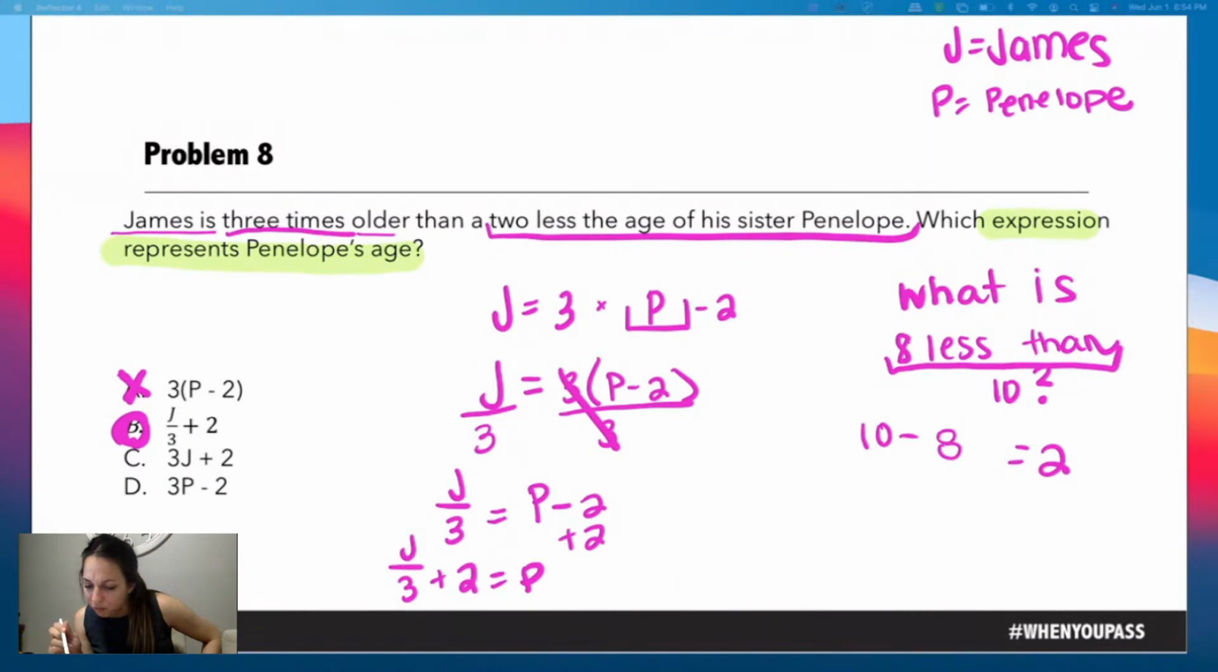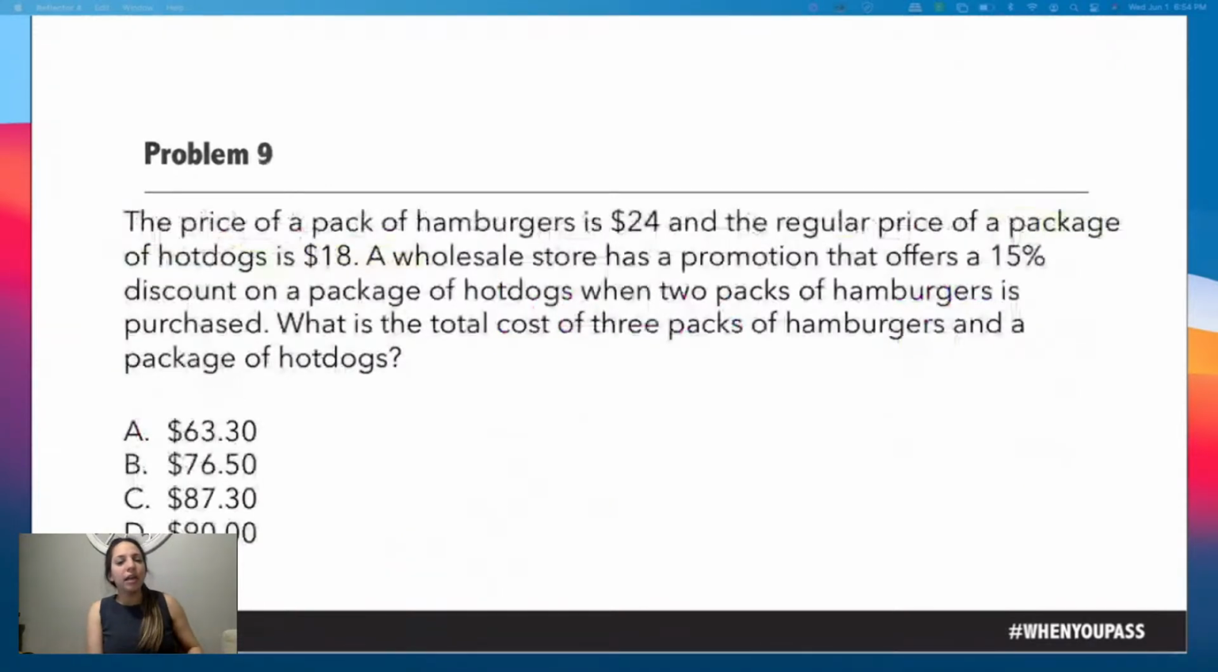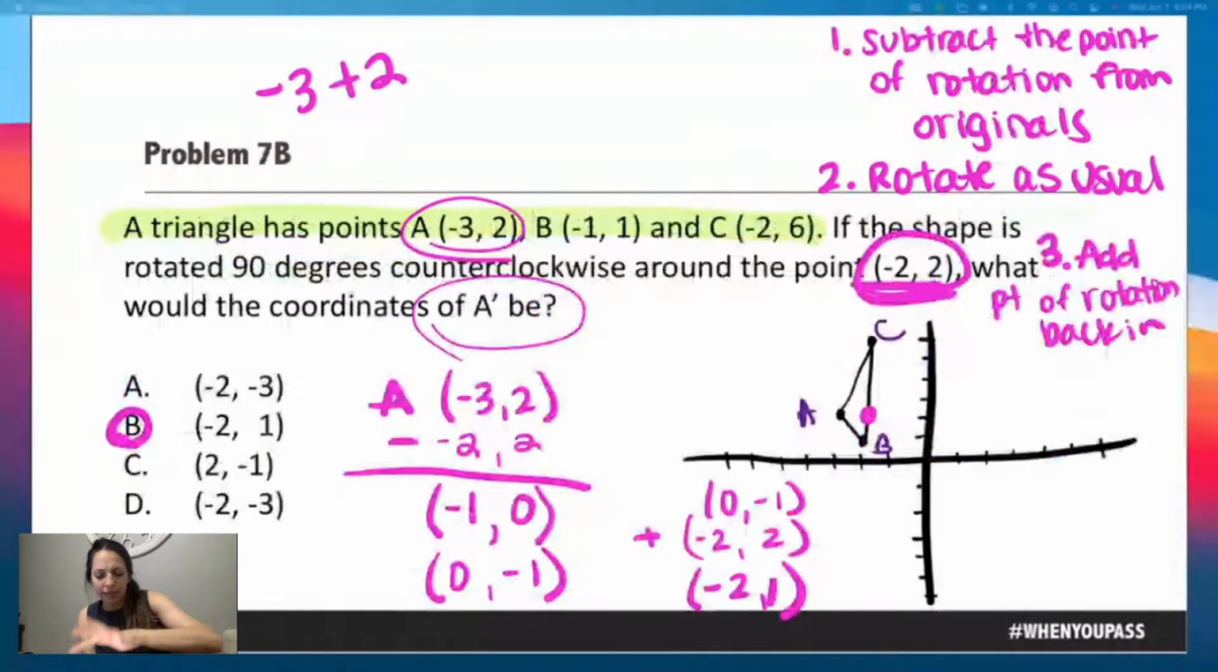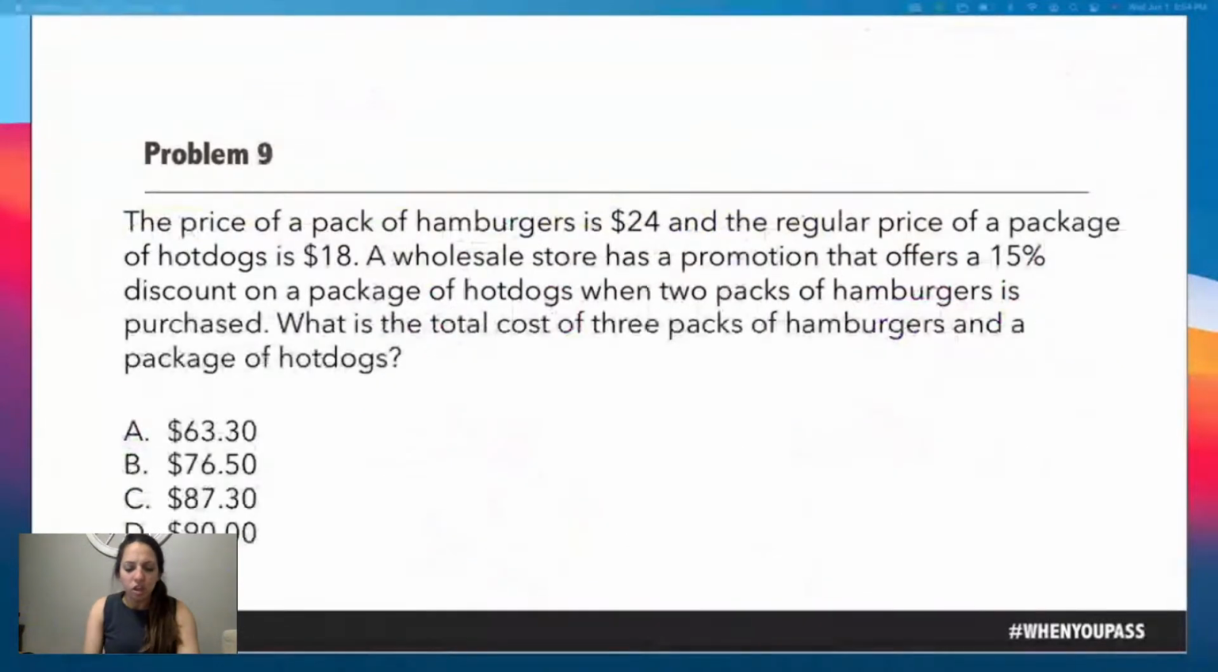All right, we have time for one more problem. So let's go ahead and do this problem. This is coming straight from like an elementary level. Like it's kind of like all in that area. Why did I subtract on problem 10? Are you talking about why did I subtract on problem 7, this one? I'm not sure what you're asking me. I'm sorry. Okay, the price of a pack of hamburgers is $24.